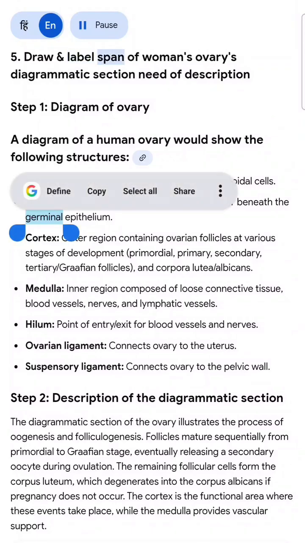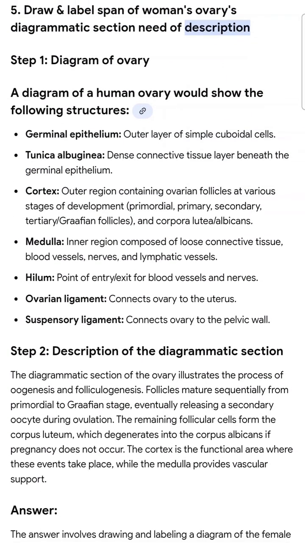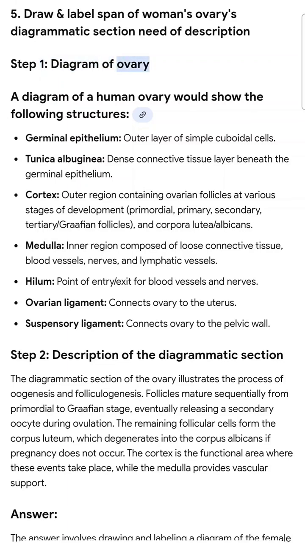5. Draw and label span of woman's ovaries. Diagrammatic section. Need of description. Step 1. Diagram of ovary. A diagram of a human ovary would show the following structures.